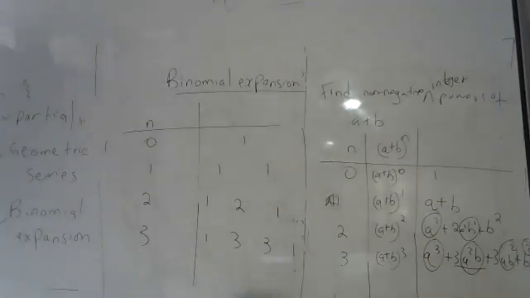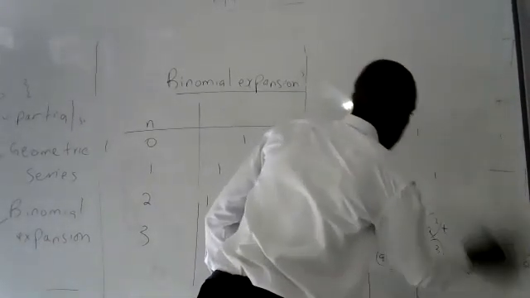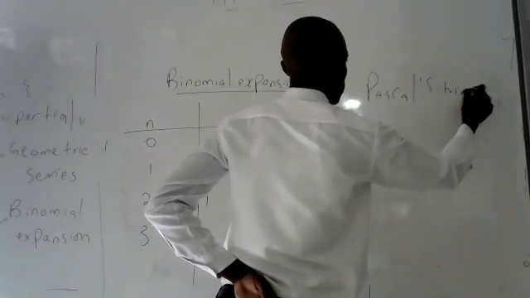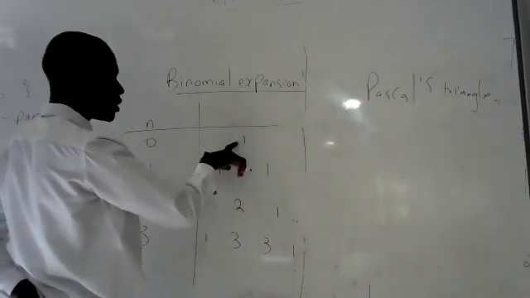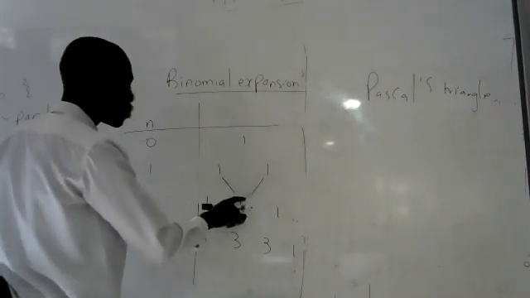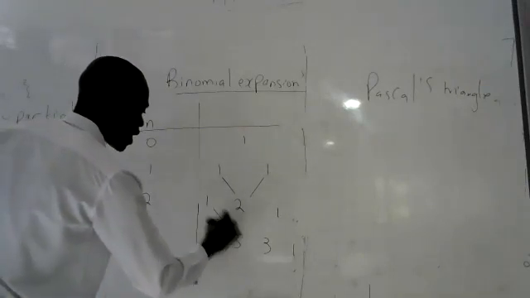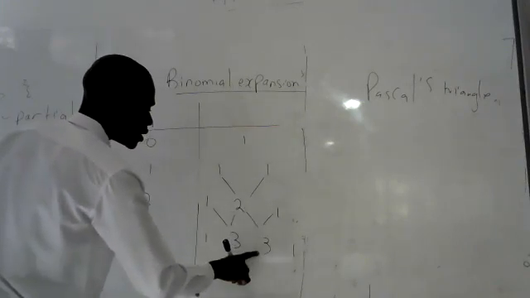This is the famous Pascal's triangle. And notice that I start with 1, 1 and 1. Then to get this 2, I simply add 1 plus 1 to get 2. At this stage, I start with 1, then I add 1 plus 2 to give me 3. And then here I have 2 plus 1 to give me 3 and a 1.